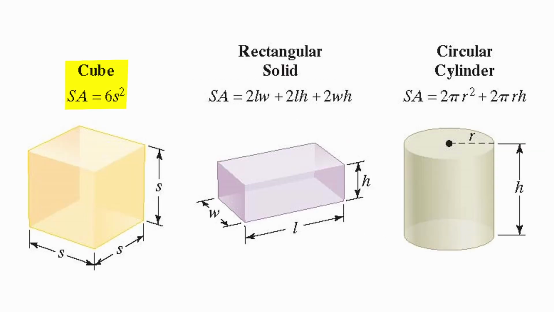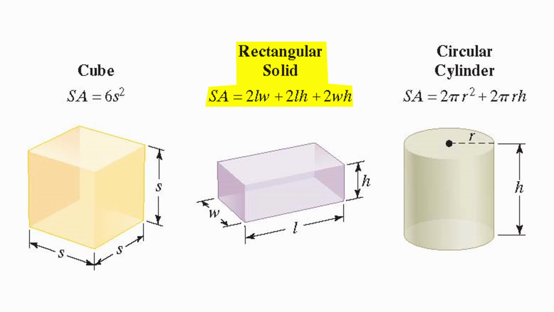Similarly, for a rectangular solid, a more general shape there, we have length, width, and height. So we have those pairs, 2 with the dimensions LW, 2 with the dimensions LH, and 2 with the dimensions WH for our 6 faces. That gives us the surface area 2LW plus 2LH plus 2WH.